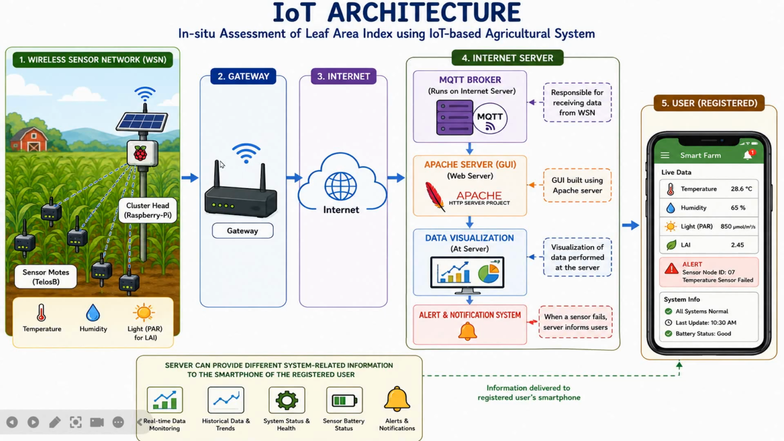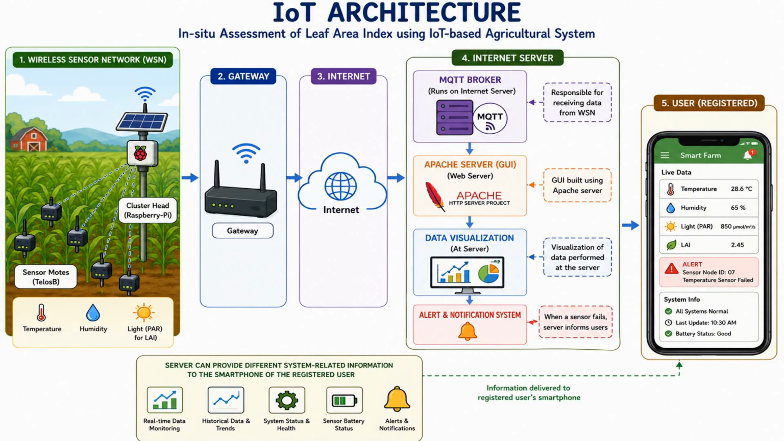Now the gateway sends the collected information through the internet to a central server here. At the server side, an MQTT broker receives the data from the WSN. MQTT is a lightweight publish/subscribe communication protocol, which is commonly used in IoT applications because of its efficiency and low bandwidth requirements. The server also hosts an Apache web server, which provides a graphical user interface for monitoring the system.